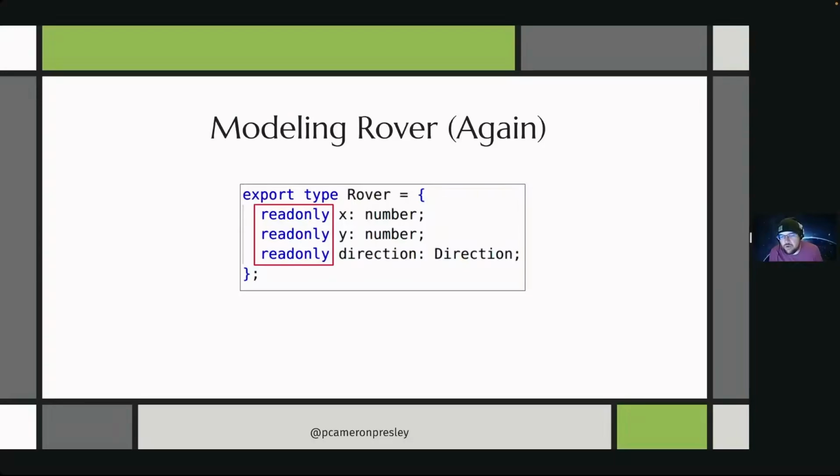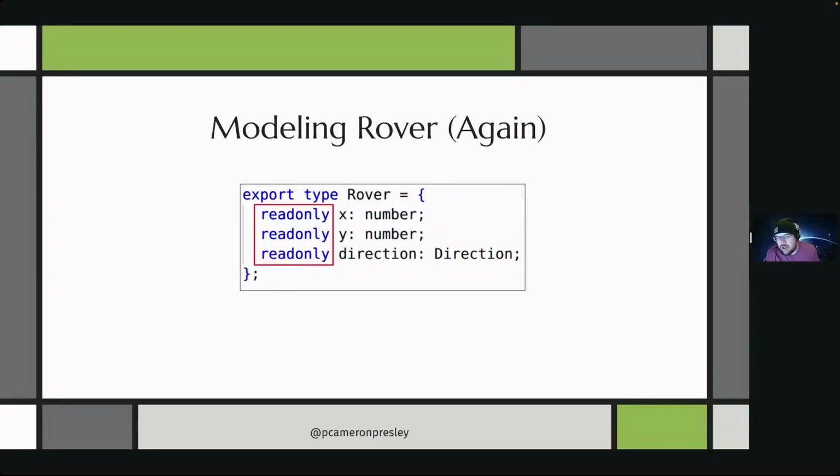So instead, we're going to add this read-only modifier. Now, read-only definitely exists in C# and .NET. I imagine it exists in other languages too, just maybe called something slightly different. But once we put this read-only modifier on these properties, something interesting happens.